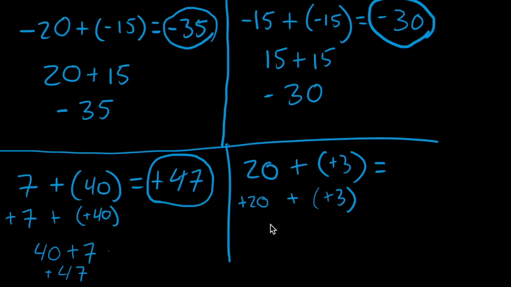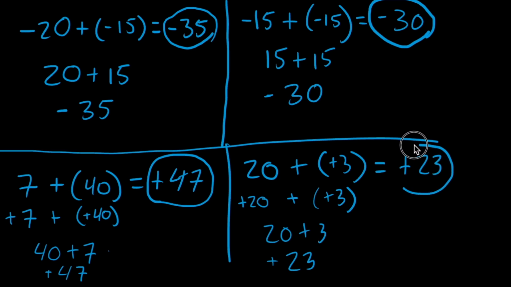So the answer is 20. Let's just add both numbers. 20 plus 3, that gives you 23. And then keep the same sign. So the answer is positive 23. Easy. All right, let's do a few more for practice.